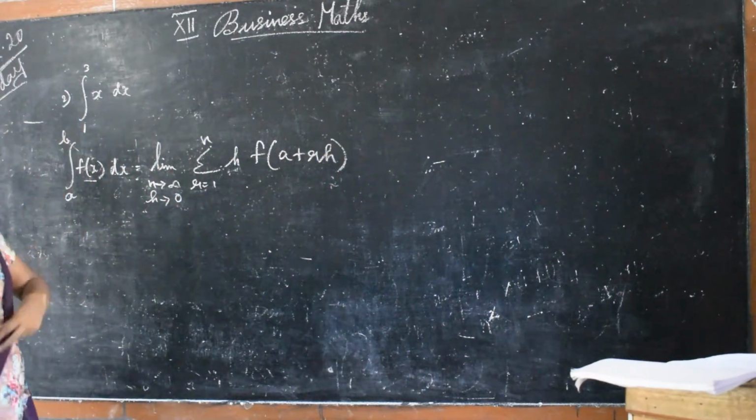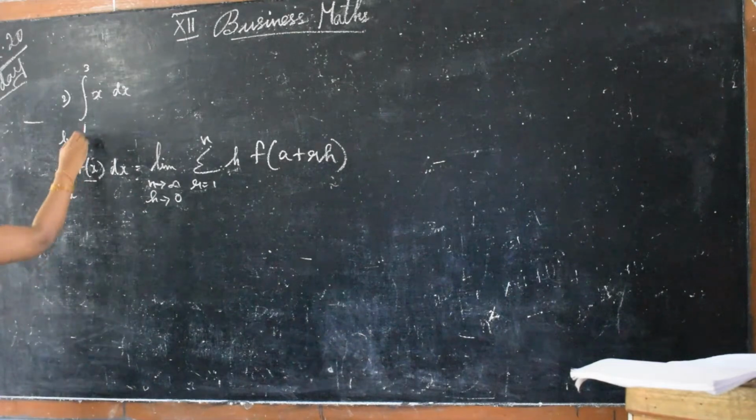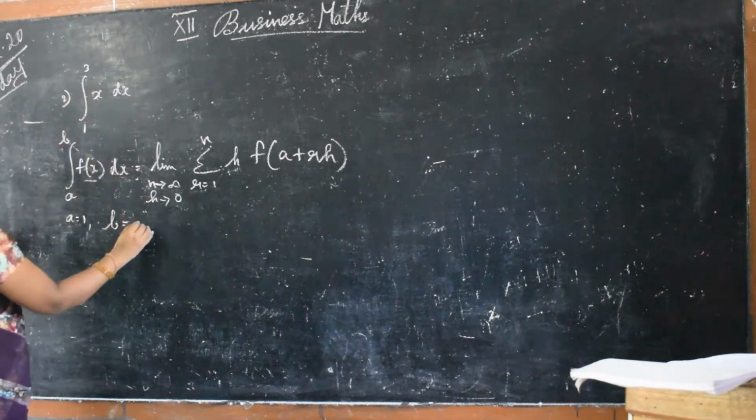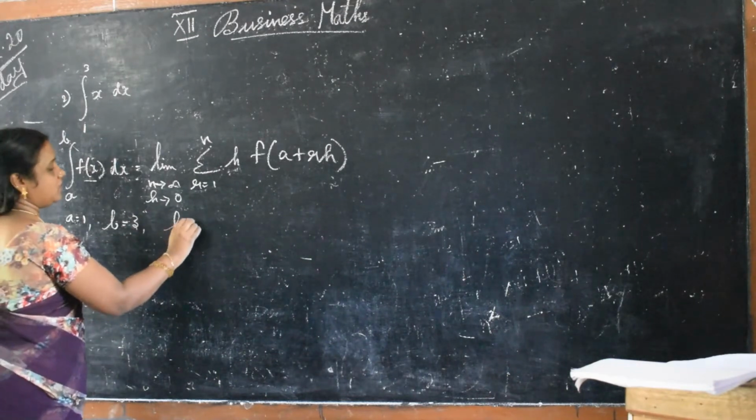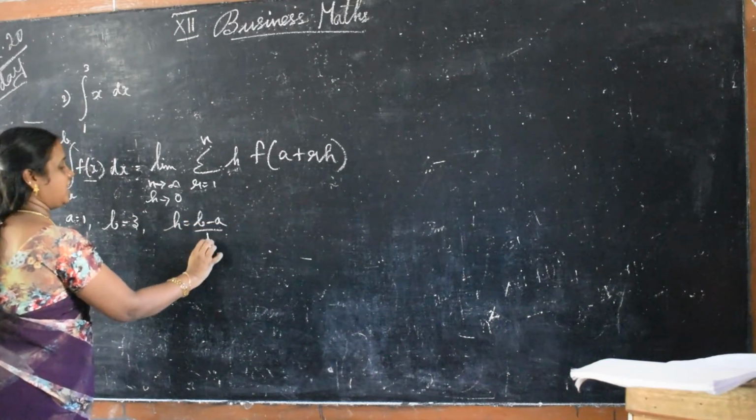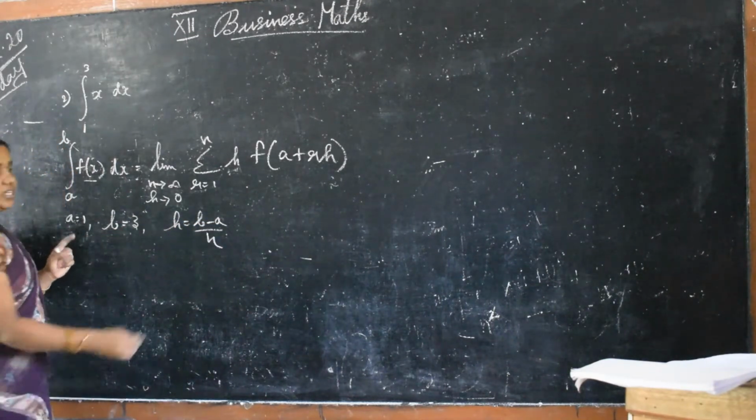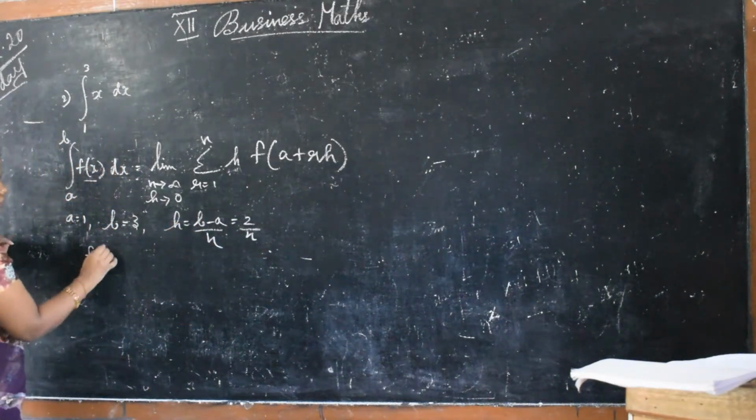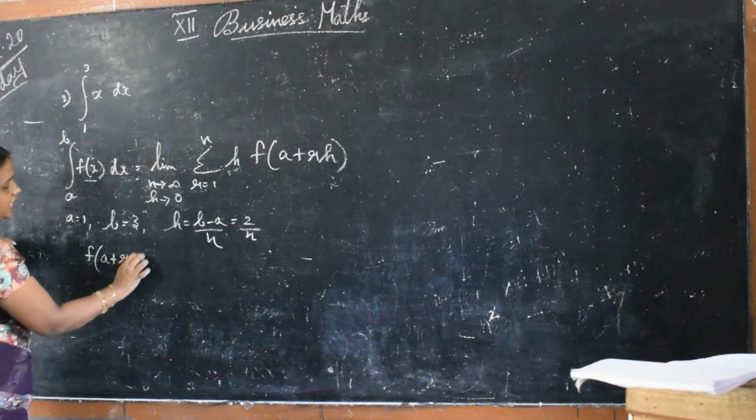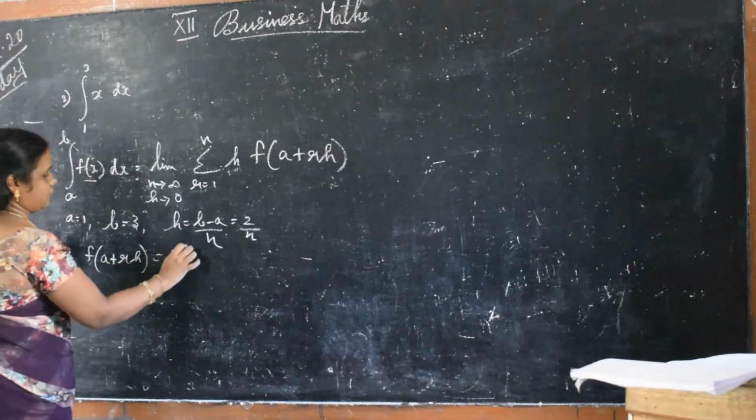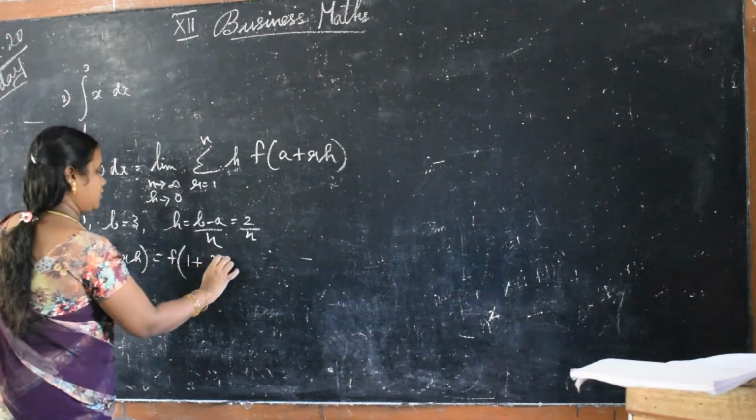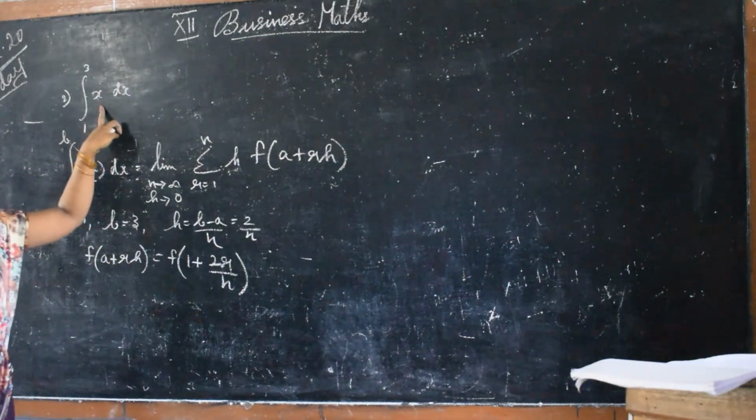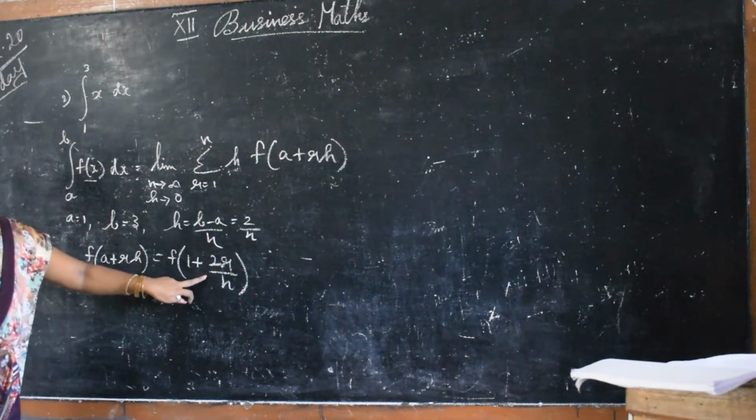Now you compare with the given question. What is the value of a? A is equal to 1. B is equal to 3. What is the h formula? h is b minus a by n, that is 3 minus 1, which is 2 by n. f of a plus rh, that is f of 1 plus 2r by n. Only x is given in the question, so directly you can substitute this value.